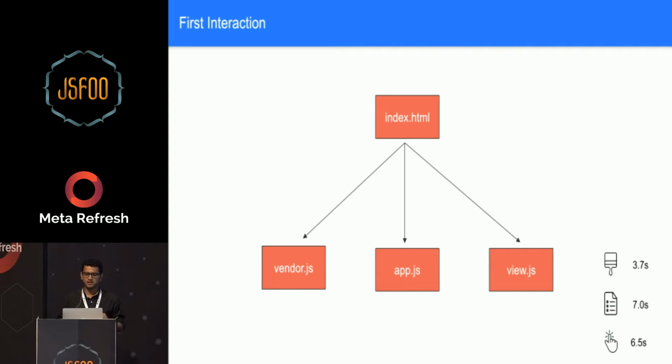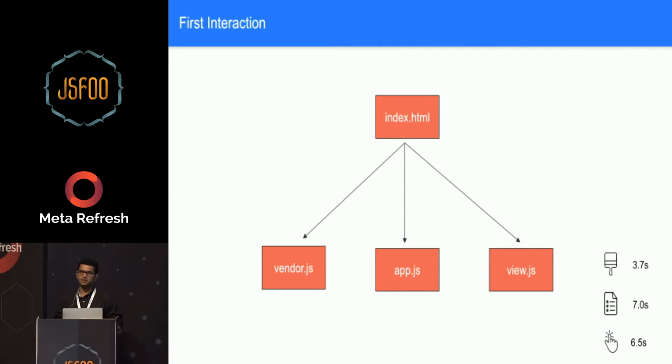Now moving on, we'll skip first meaningful paint for the end, and we'll continue to first interaction. Moving to first interaction, I'll explain how we have architected our website. Each page has index.html. It has 3 JavaScript files that are needed to enable the user to interact using JavaScript. We have vendor.js, app.js, and vue.js.